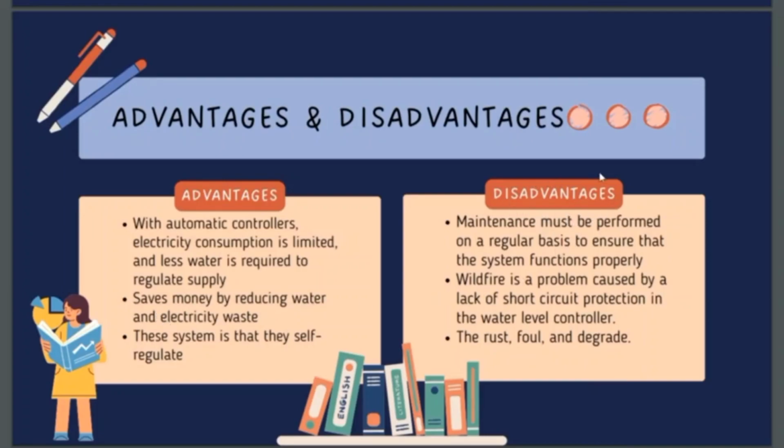For the disadvantage, maintenance must be performed on a regular basis to ensure that the system functions properly. Next, a fire hazard is a problem caused by a lack of short-circuit protection in the water level control. And lastly, it can rust, corrode, and degrade.